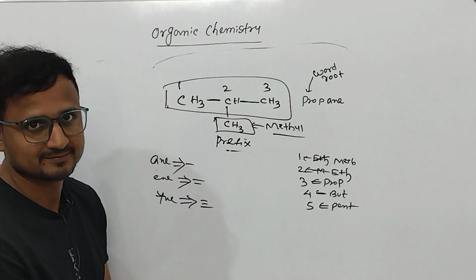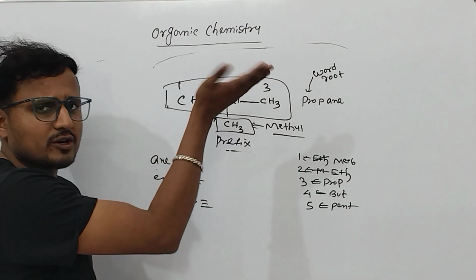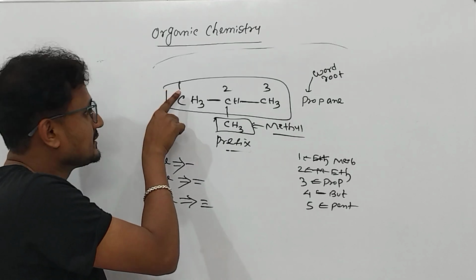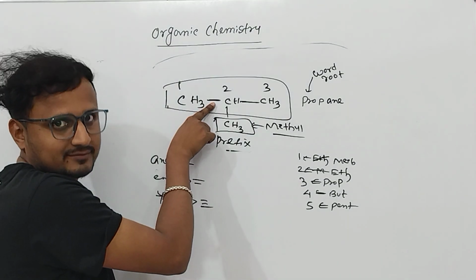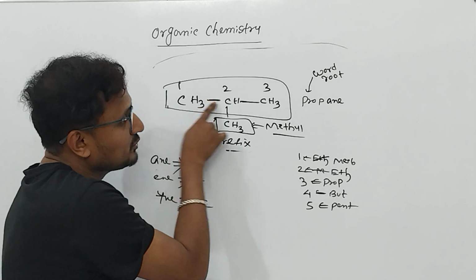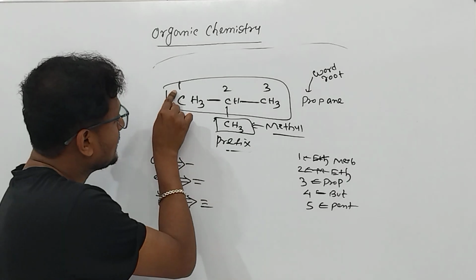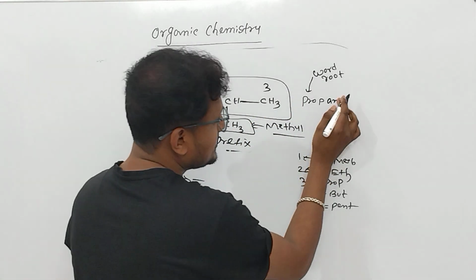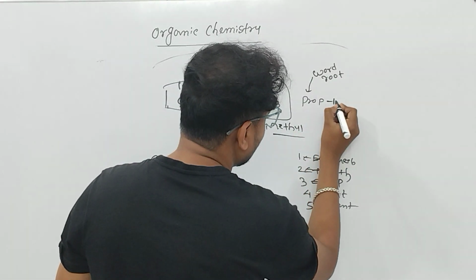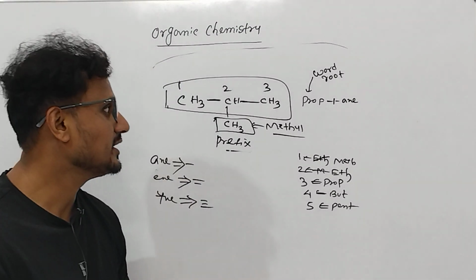Now we have to again mention the position of the single bond. You have to see from any one of the ends. As you have numbered this carbon as 1, after 1 carbon you have a single bond, right? So here the position of the ane is after number 1 carbon. So it should be prop-1-ane. Now you will ask me, sir, why have you given this hyphen?